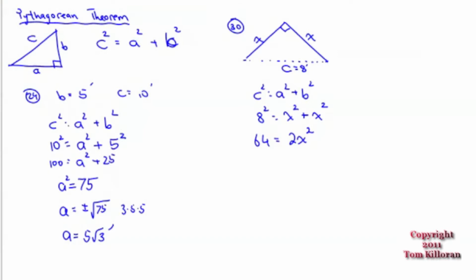All right, how do you solve for x? Square root. No. Get the x squared by itself. Divide both sides by 2. Get that out of the way. 64 divided by 2 is 32. It's equal to x squared.